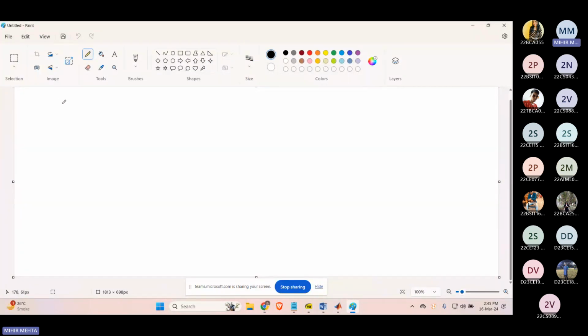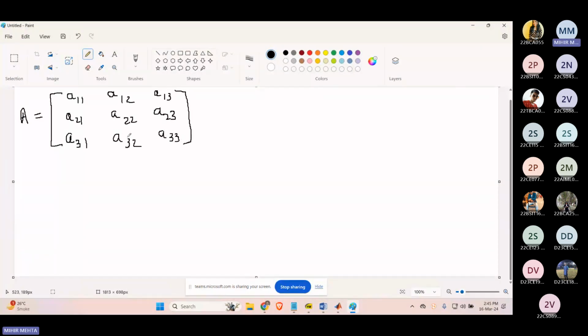Let's say you have a 3 cross 3 matrix, and let's call this matrix A. Let's name the elements A11, A12, A13, A21, A22, A23, A31, A32, and A33. Let's say I form a matrix something like this.